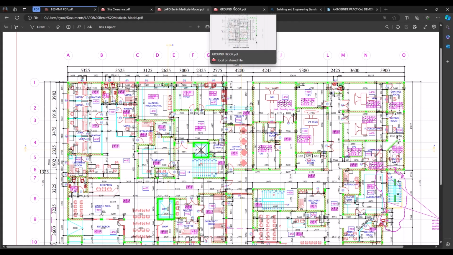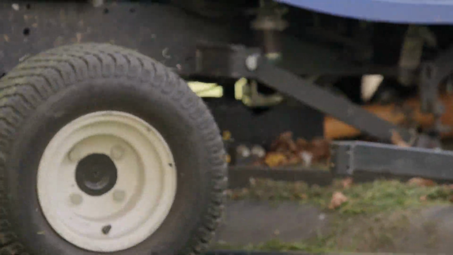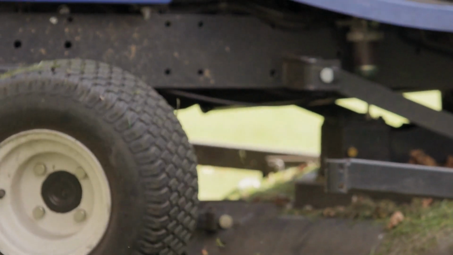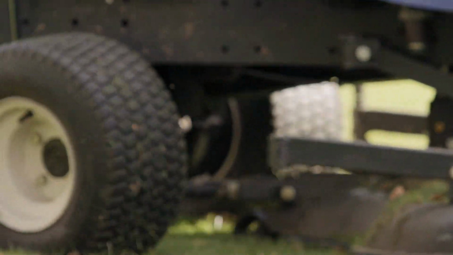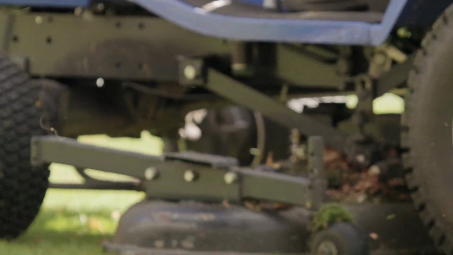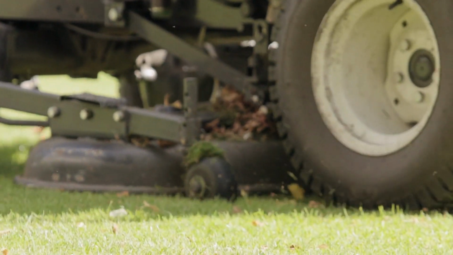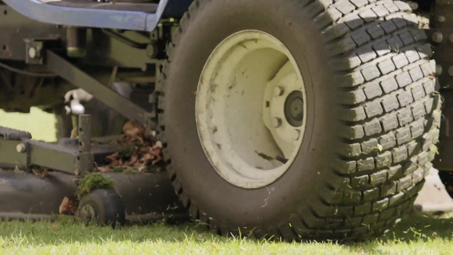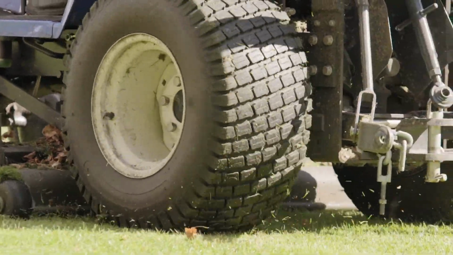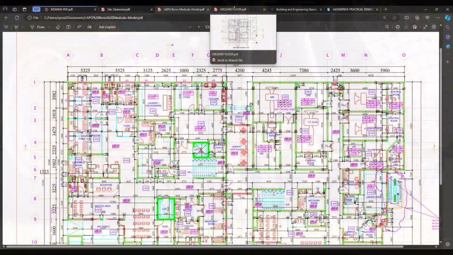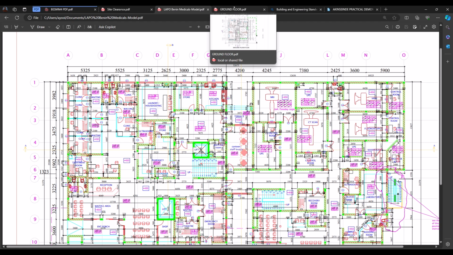The first item on our taking off list is site clearance. Site clearance is the process by which we clear our site of bushes, vegetation, and all the likes in order to serve as a basis for our construction work.